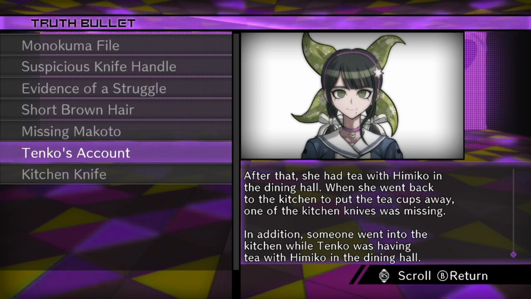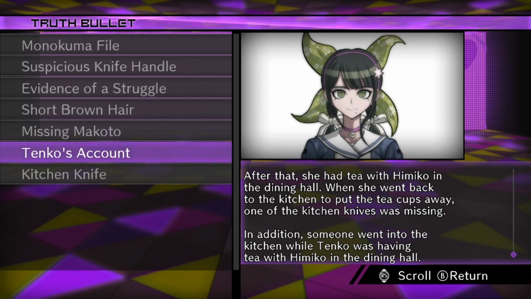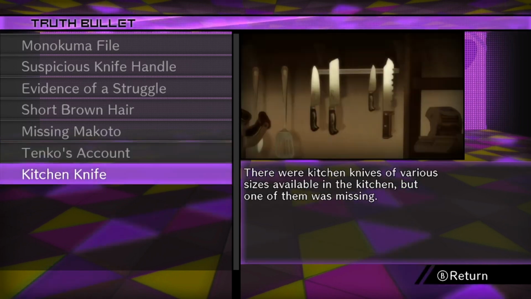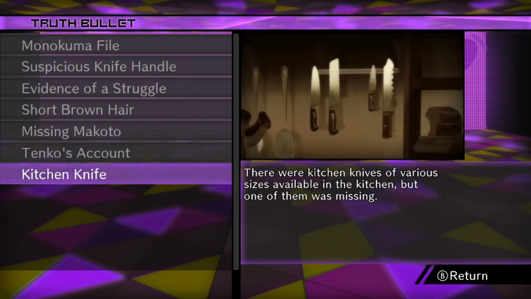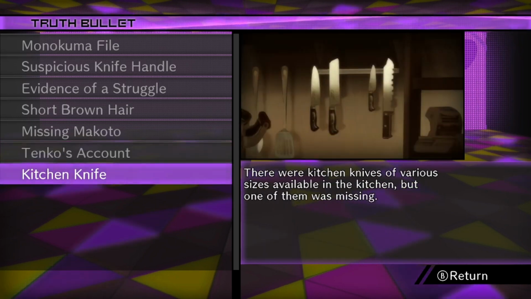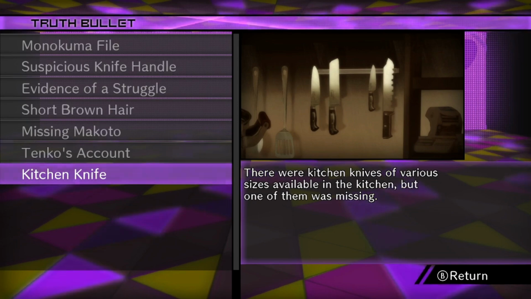In addition, someone went into the kitchen while Tenko was having tea with Himiko in the dining hall. She also said it was a boy, so I'll keep that in mind. There were kitchen knives of various sizes available in the kitchen, but one of them was missing, and that's it.